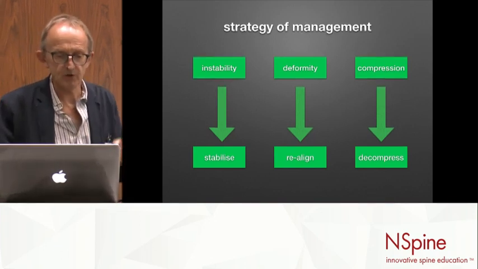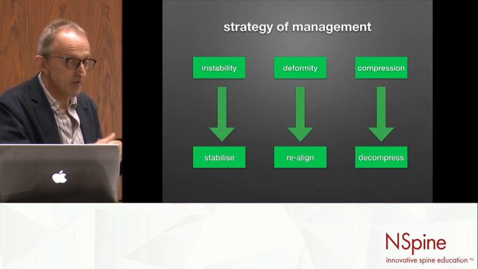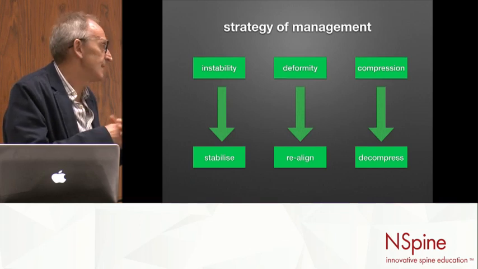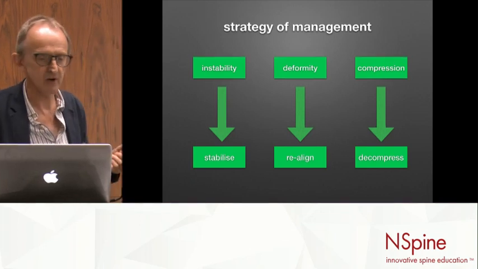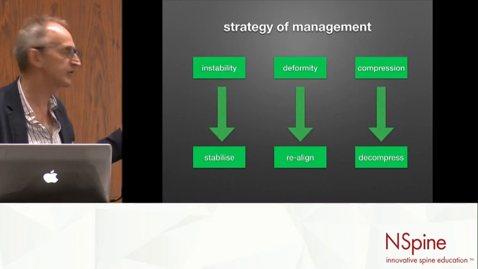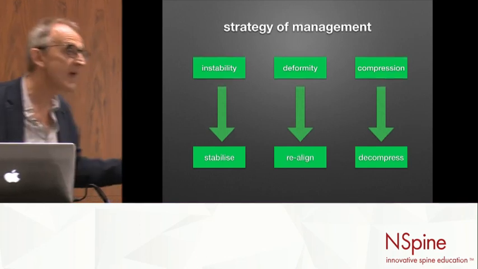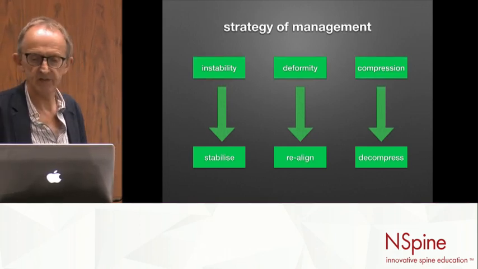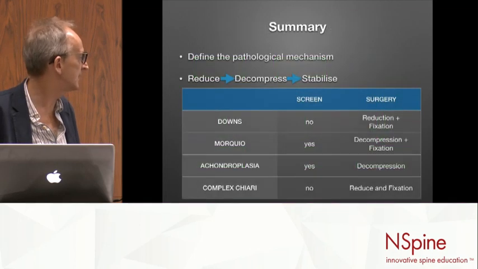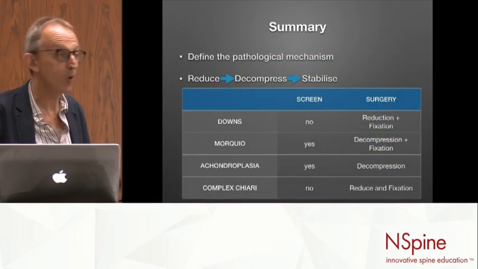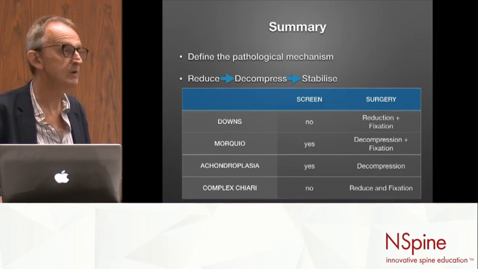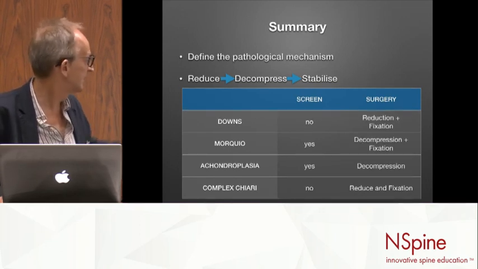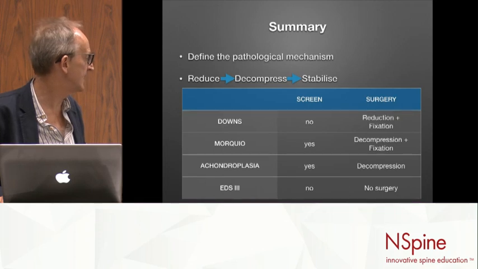So really, just going back to what I said at the beginning, I've obviously just chosen a few of the more common bone dysplasias and abnormalities to exemplify what I think is a more pragmatic approach to the craniovertebral junction in children, asking these three questions. Is this child unstable? Do they have a progressive deformity? Do they have neuraxial compression? Because that will basically give an idea as to what one needs to do surgically. Define the pathological mechanism, always consider reduction in the first instance, only decompress when you've optimized reduction, and then stabilize. And I think this will give some idea as to who should be screened and how they should be treated.